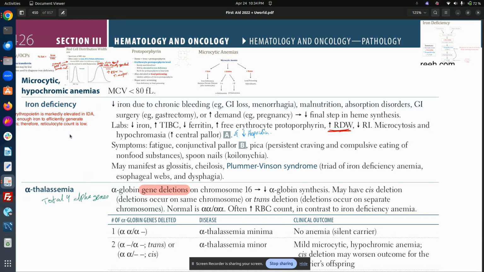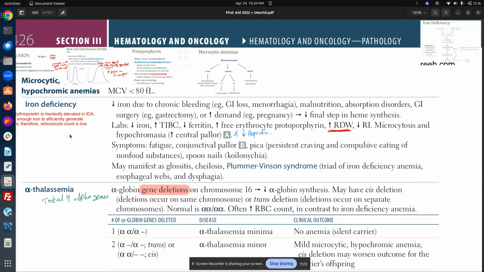Okay, what could be the risk factors or reasons of iron deficiency? It could be due to chronic bleeding, not acute bleeding. Chronic, where the person doesn't know that he's bleeding from the GI tract or from the vagina. So, chronic excessive loss of blood can lead to iron deficiency. Example, GI loss or menorrhagia.